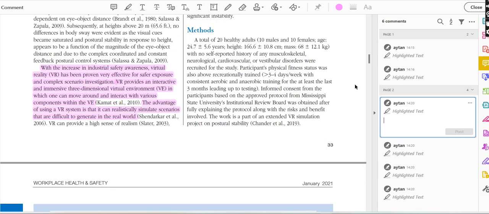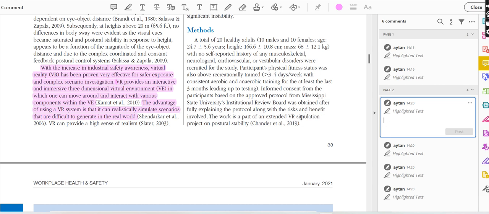Methods. A total of 20 healthy adults with no self-reported history of any musculoskeletal, neurological, cardiovascular, or vestibular disorders were recruited for the study. Participants' physical fitness status was also above recreationally trained. Informed consent from the participants based on the approved protocol from Mississippi State University's Institutional Review Board was obtained after fully explaining the protocol along with the risks and benefits involved.